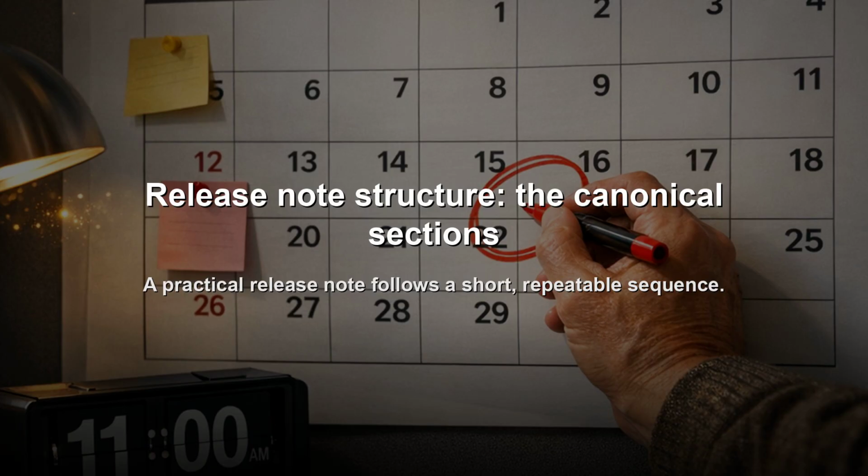Each sentence serves a different information need. The opening tells readers what changed. The affected product section establishes the exact item or variant. The availability section records when the change applies. The reason and customer impact sections explain why the update matters without burying the operational fact.